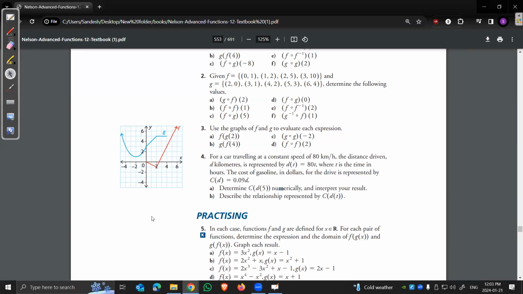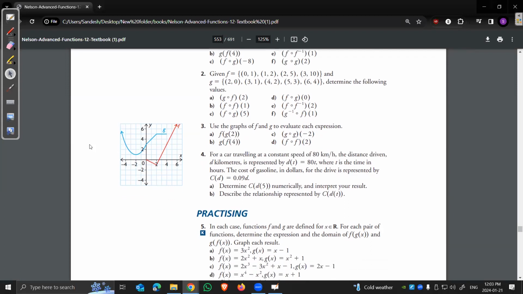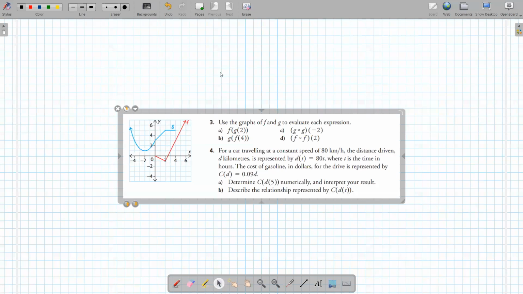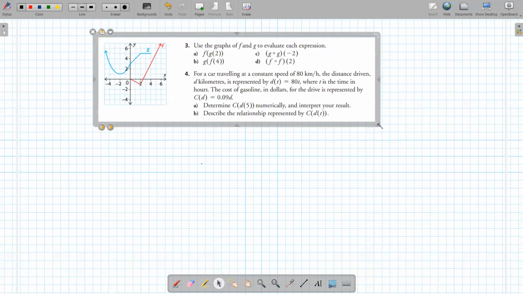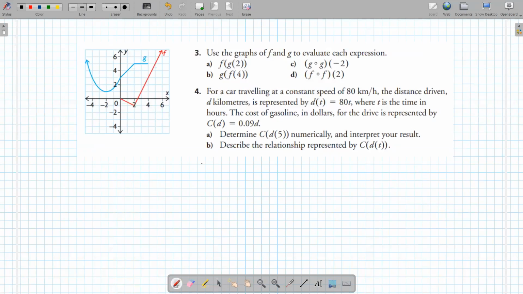All right, let's continue what we were doing yesterday. Composition of functions. It's not too bad. If you have a good idea, it's pretty fun. Like this question 3 is kind of interesting. It says use the graph to evaluate each expression.